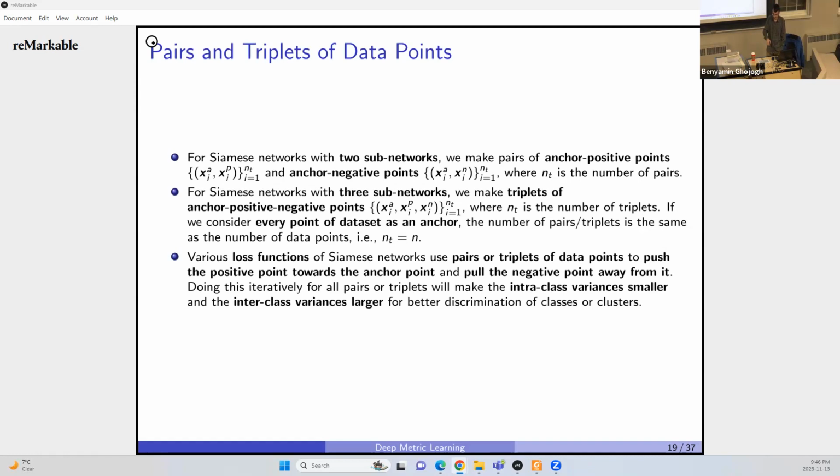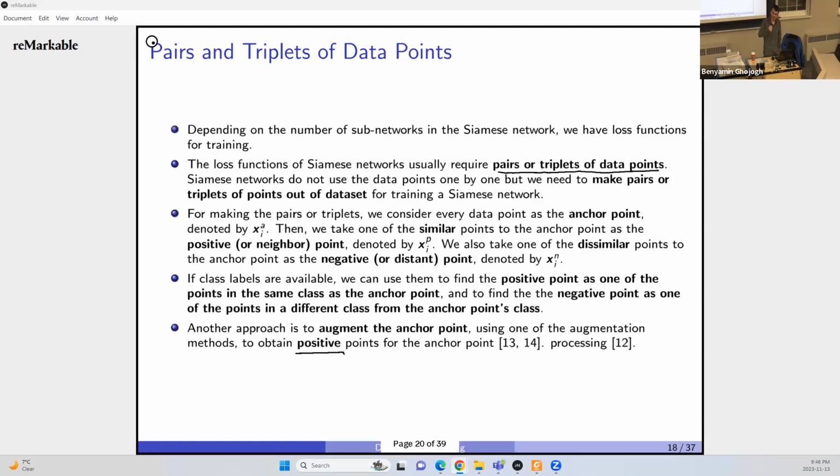By the way, I said we generate them randomly. There are some techniques to generate them wisely. This is called triplet mining. It says that rather than randomly selecting positives and negatives for anchors, consider maybe the hard case scenario or the easy case scenario. For example, what is the hardest case?